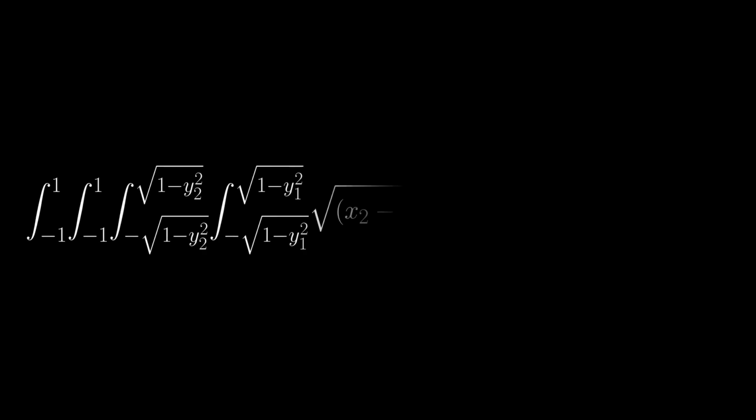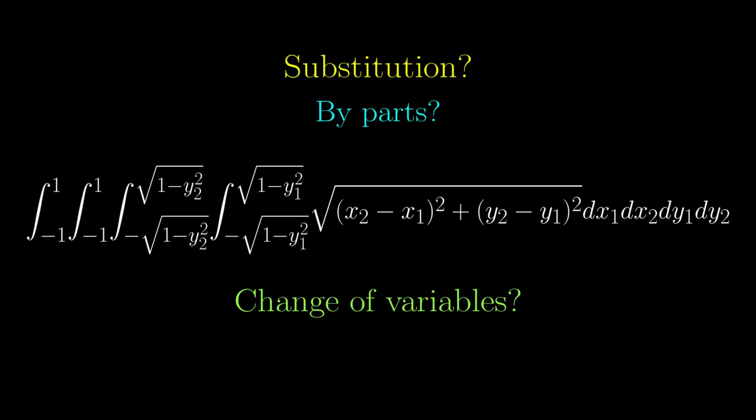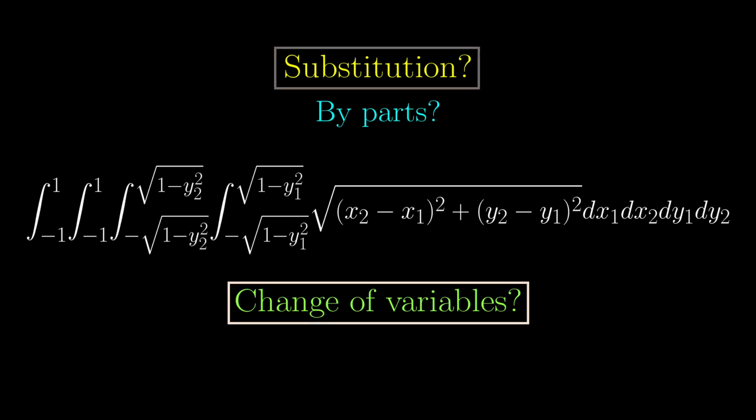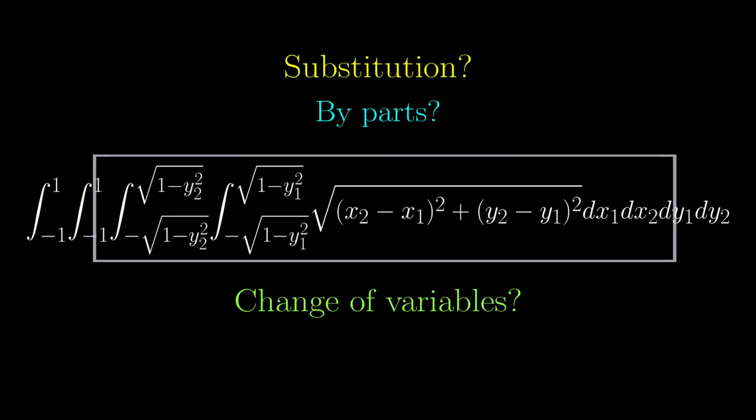This is the integral we ultimately want to solve. Your first instinct might be to use substitution, or integration by parts, or even change of variables as seen in the previous video on the Jacobian. You can try any combination of these techniques and you will be able to do the innermost integral and possibly even another one, but not really the whole thing.